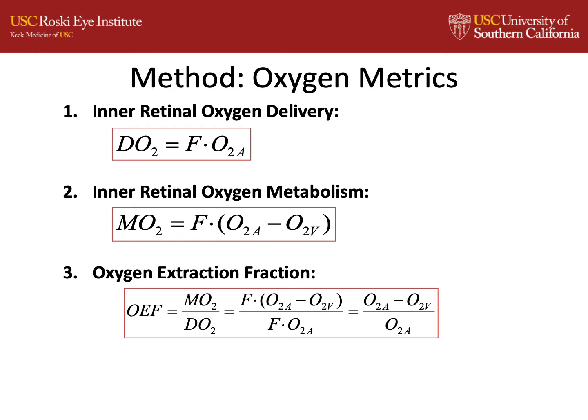Based on vascular oxygen content and blood flow measurements, we defined three oxygen metrics. First, inner retina oxygen delivery rate, DO2, as the product of blood flow and the retinal arterial oxygen content. Second, inner retina oxygen metabolism rate, MO2, as the product of blood flow times the arterial venous oxygen content difference. And third, oxygen extraction fraction, OEF, as the ratio of oxygen metabolism to delivery.